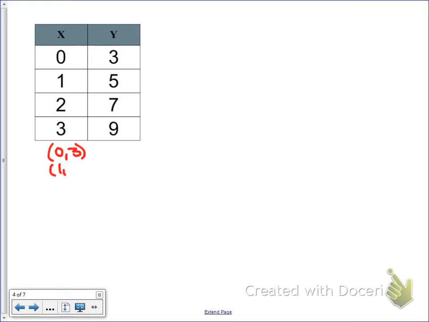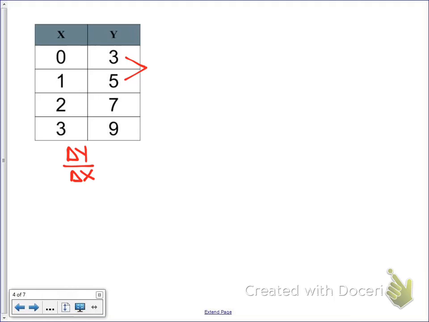So, let me show you how we do it when we're given just these numbers. From 0, 3, we're going to find the change in y, because you know slope means the change in y over the change in x. And that's the most important thing we need to find. We need to find the slope of this line. The way we're going to do that is by finding the change between the y's. So, the difference between 3 and 5.